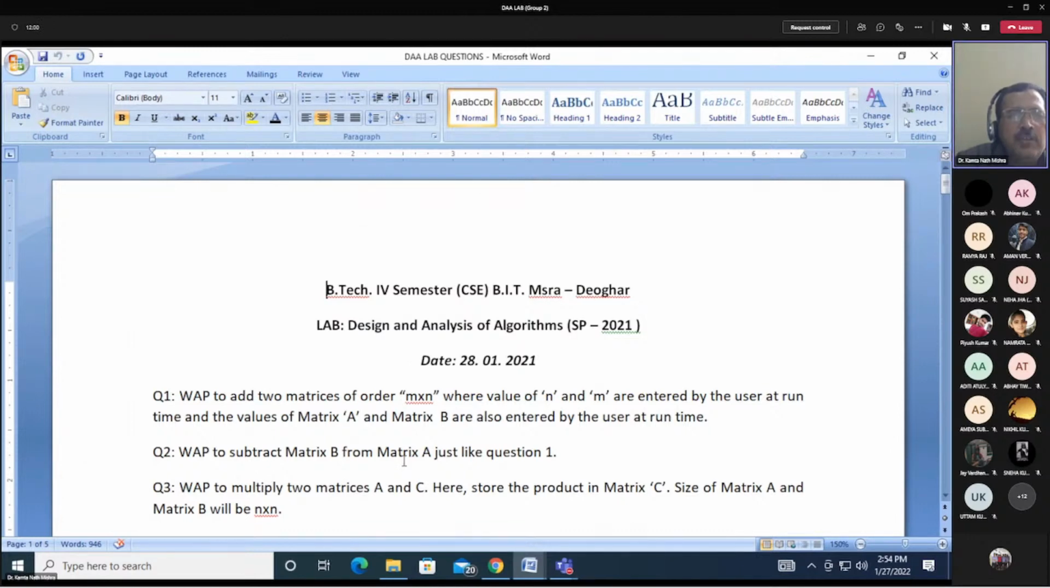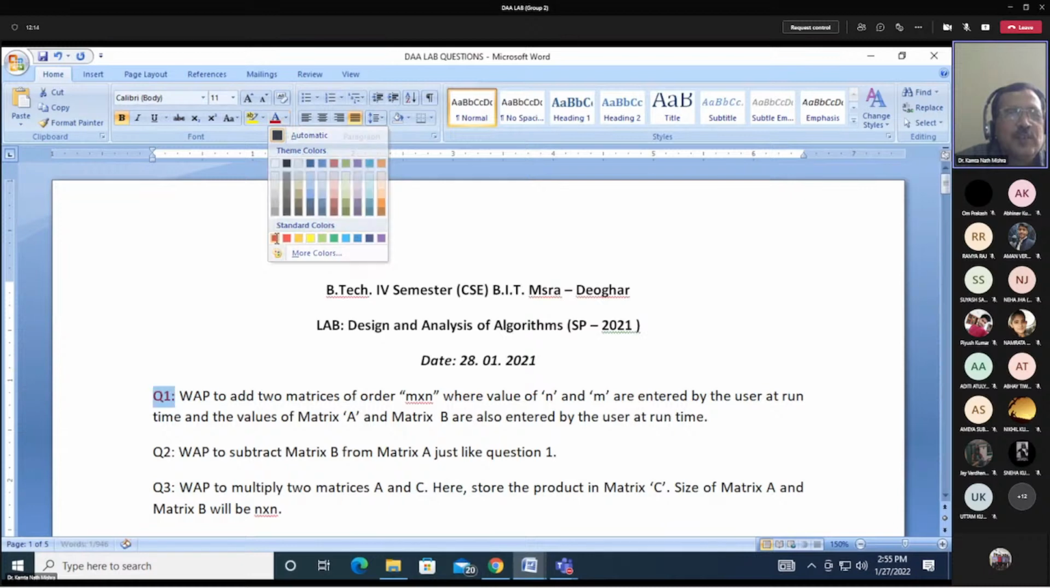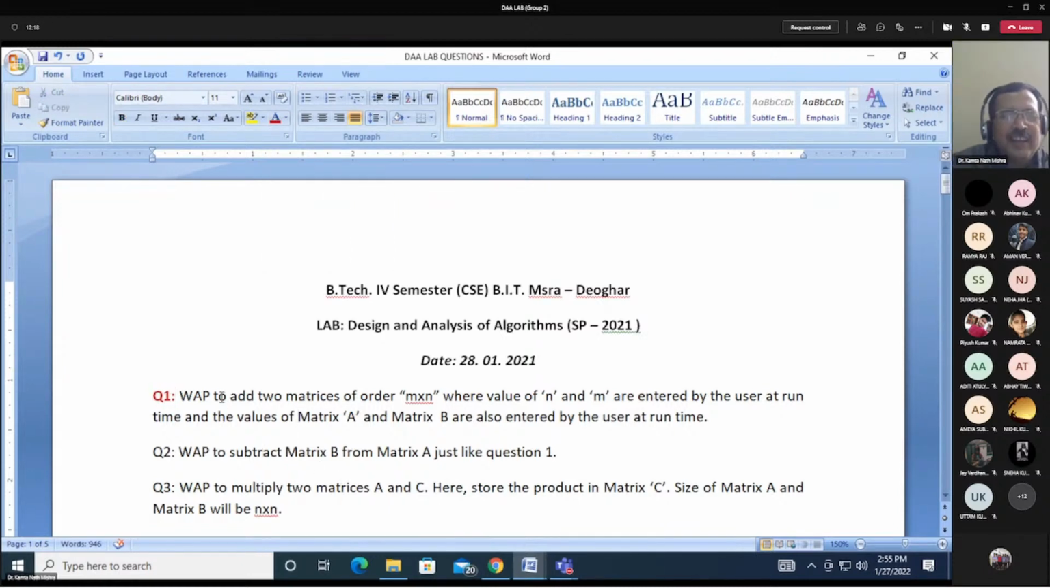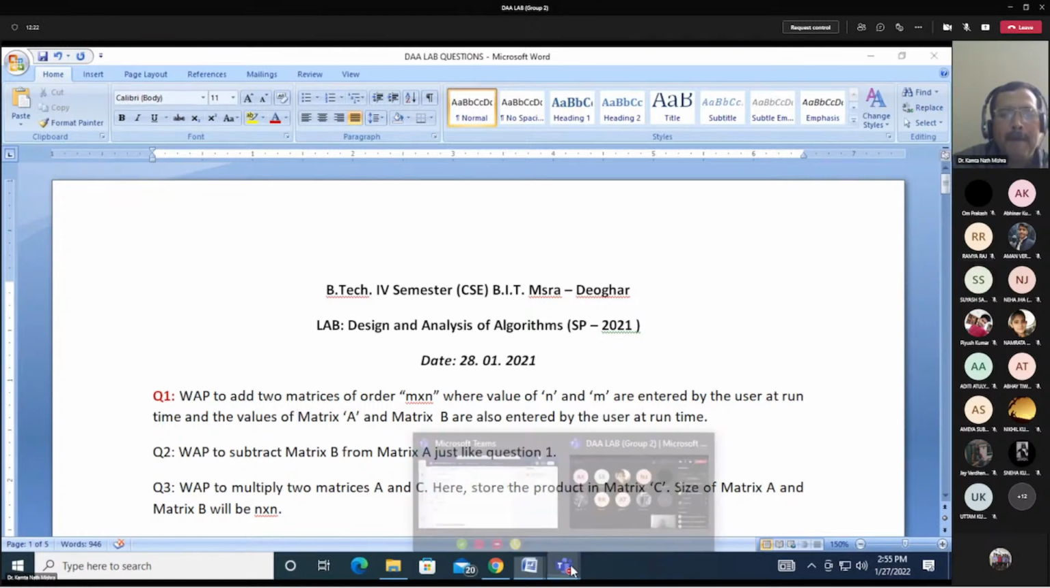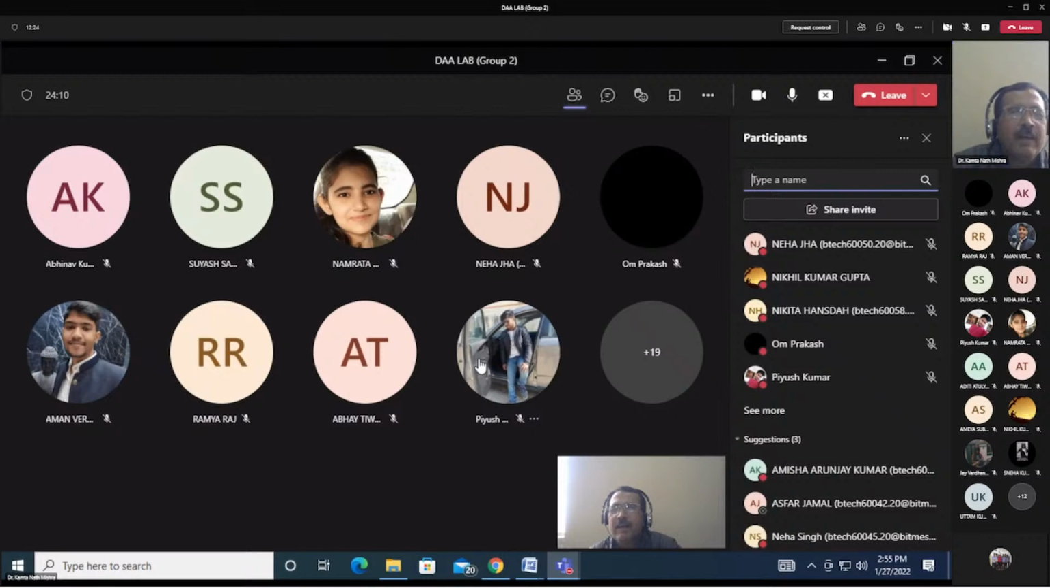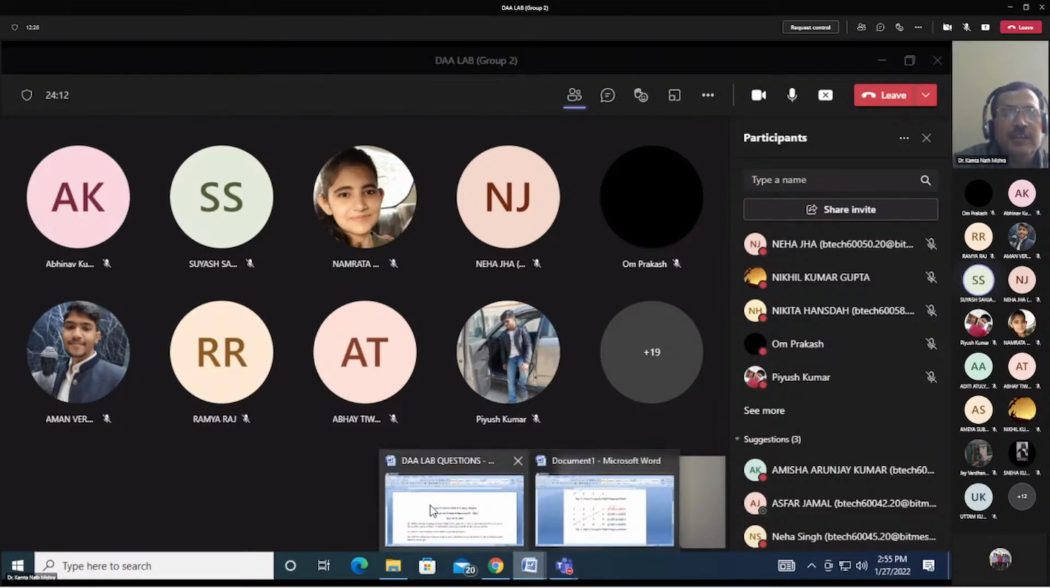Write a program to add. The screen is visible or not? Screen दिख पा रहा है क्या आप लोगों को? Yes sir. So question 1 is visible. कोई एक पढ़ दे जरा इस क्वेश्चन को. Yes sir. So yes, you read.